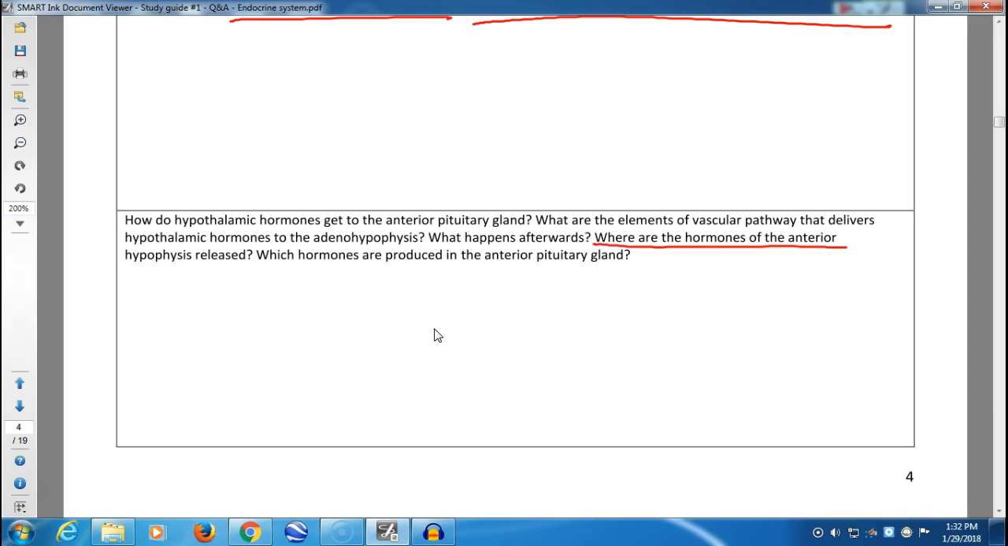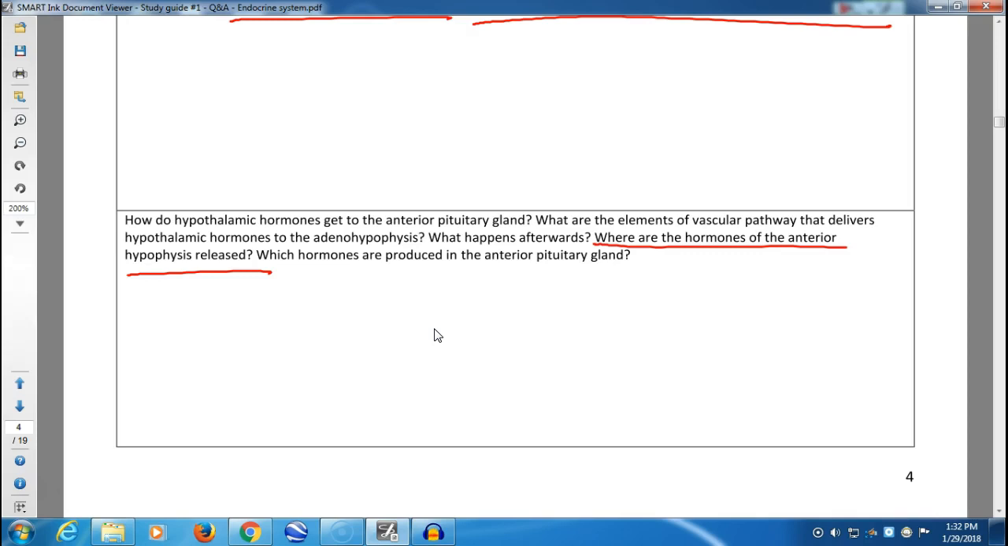Hormones of the anterior pituitary are released into the circulation from the anterior pituitary. That's it, into systemic circulation. Hormones that are produced by the anterior pituitary gland. Let's try it.